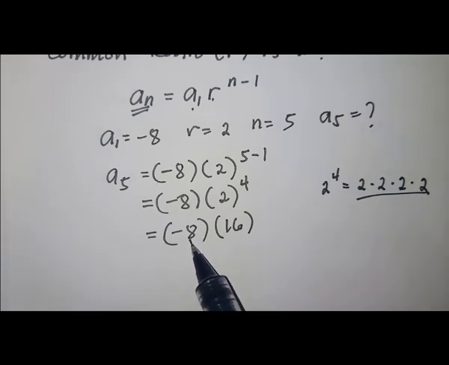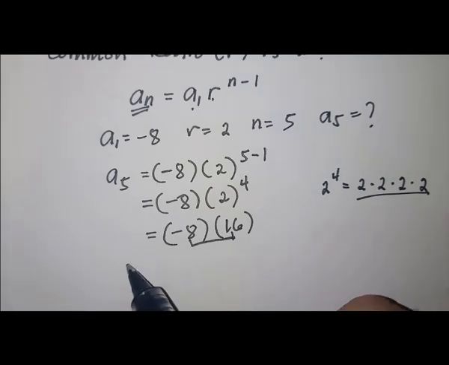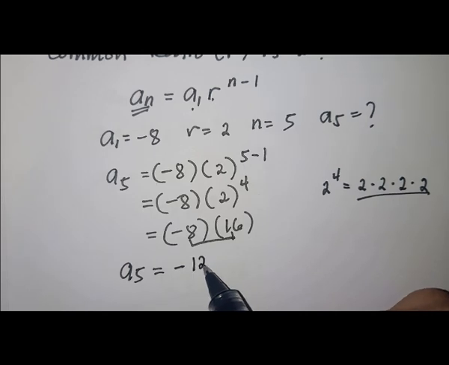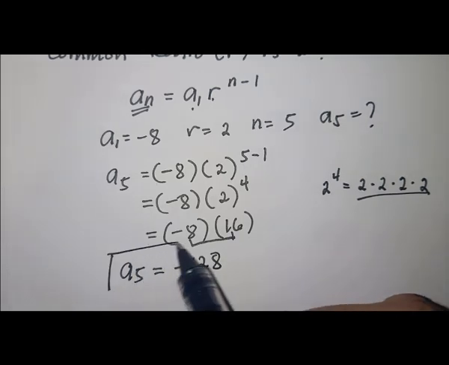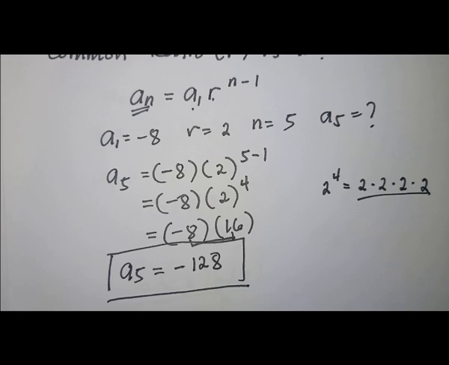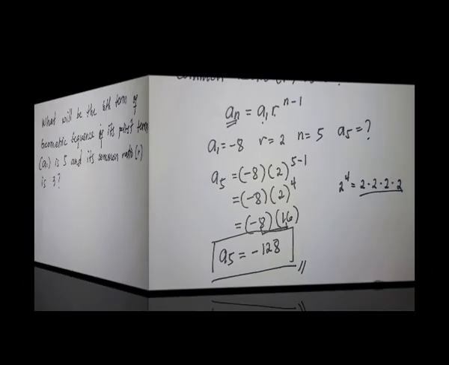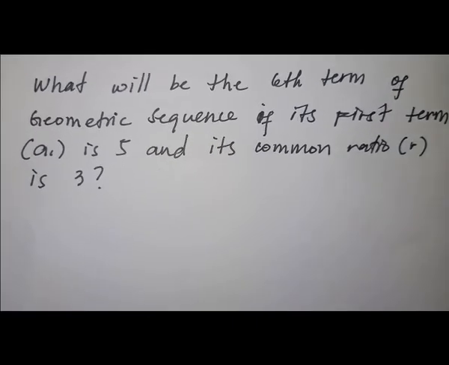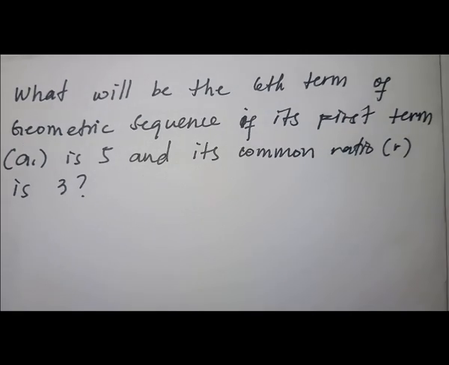Let us try to multiply negative 8 and positive 16. Tandaan natin, sa rule ng multiplication of integers, if unlike sign, the answer is always negative. Therefore, the 5th term of geometric sequence is negative 128. Okay. Let's have another example here.